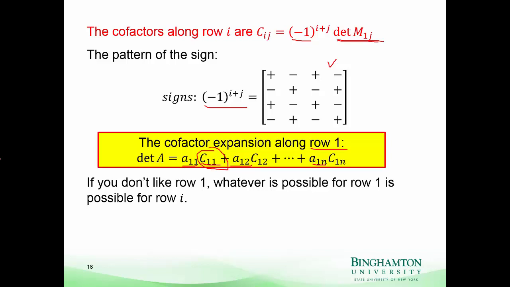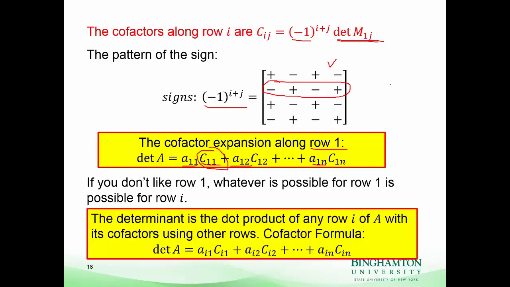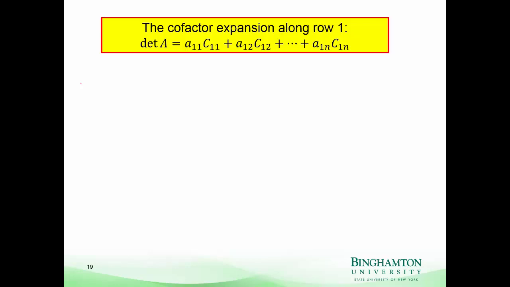Now, when you pick a different row, you're going to have to pick different signs from the checkerboard. But other than that, everything else is exactly the same. So here's the formula. It looks exactly the same. We're just doing the ith row instead of the first row.